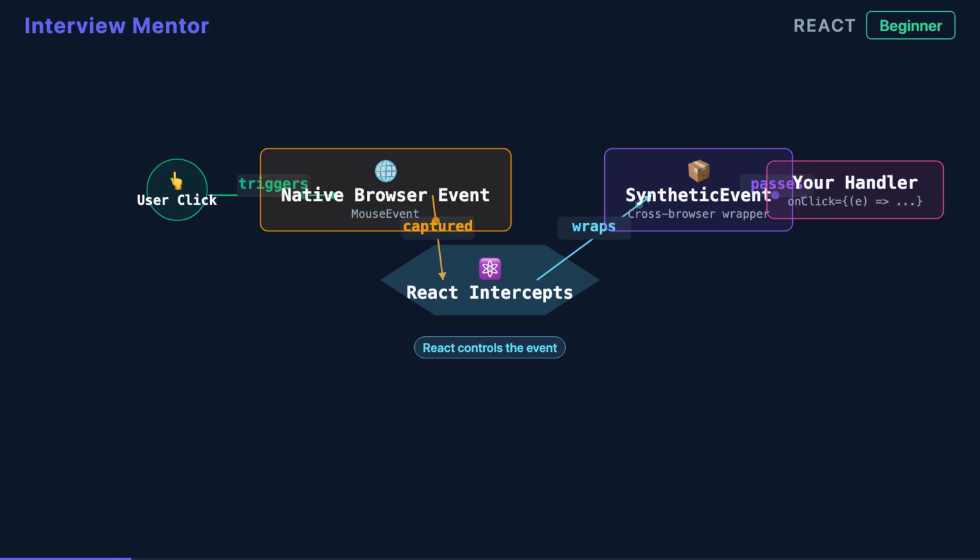When you click a button or type in an input, the browser fires a native event. React intercepts it, wraps it in a synthetic event object, and passes that to your event handler instead. This wrapper sits between your code and the browser, giving React full control over event behavior.